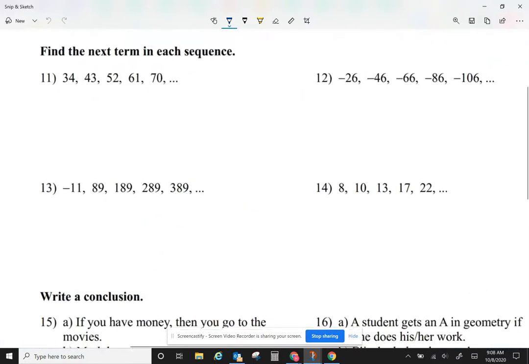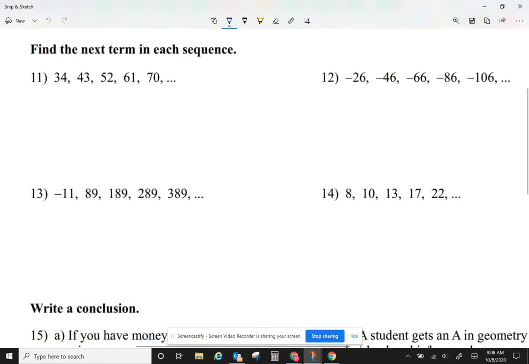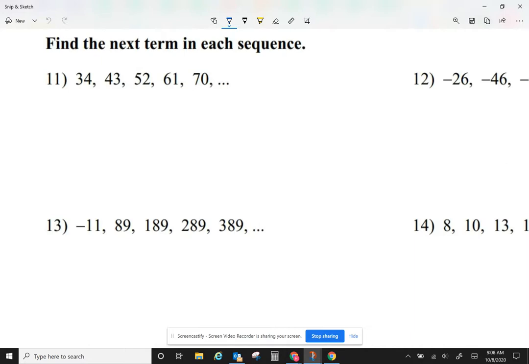So let's review real quick. Find the next term in each sequence. There must be repetition here, so that's going to be inductive. So let's see. Probably I'm adding the same stuff.